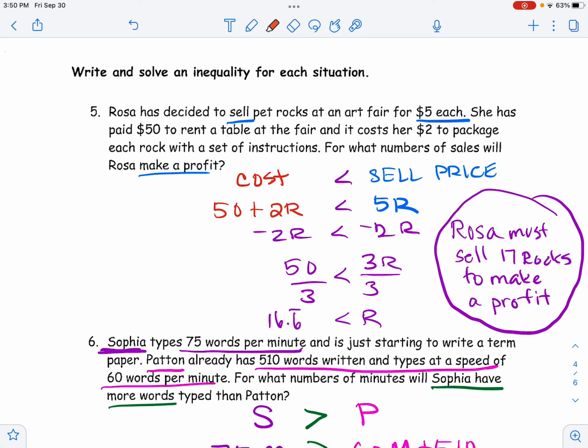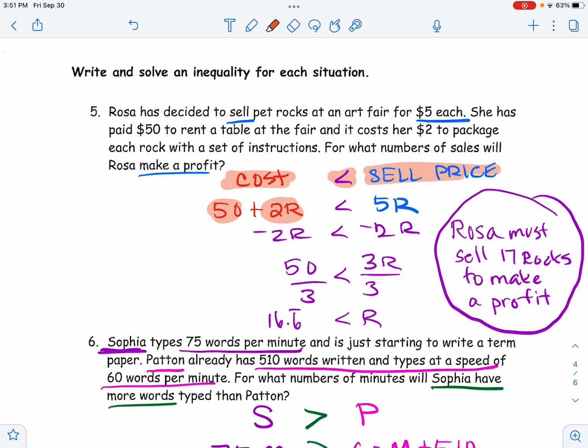Okay, number 5, Rosa decides to sell pet rocks at an art fair for $5 each, and she has paid $50 to rent a table at the fair, and it costs her $2 to package each rock she sells. So in this scenario, we want our cost to be less than our revenue, to make enough money for this. So we go ahead and find out that it costs $50 to rent the table, and then it costs $2 for every rock to package it, right?